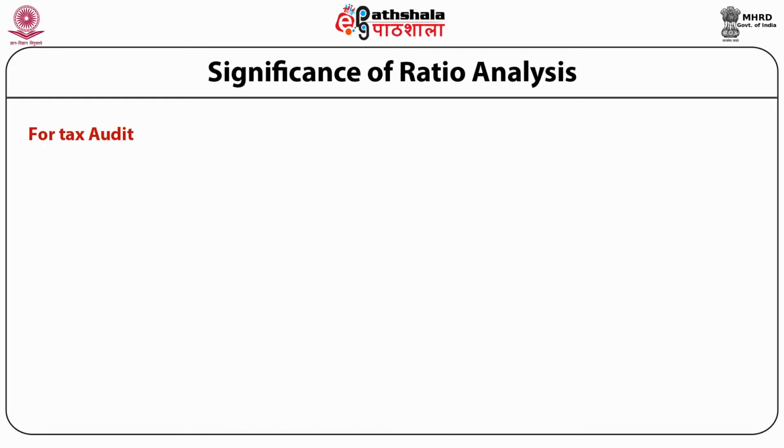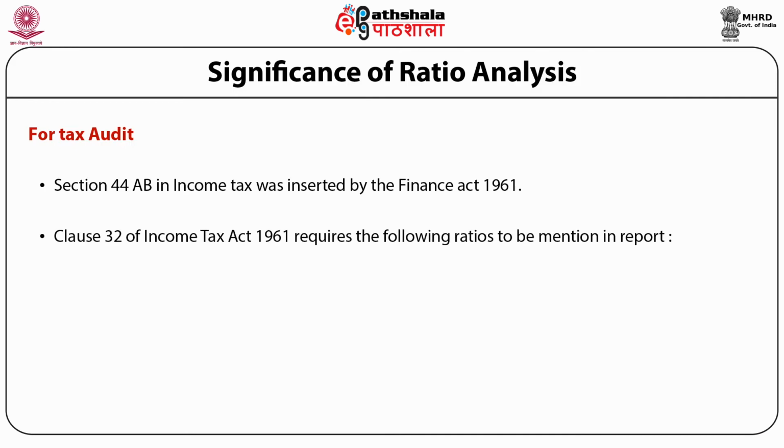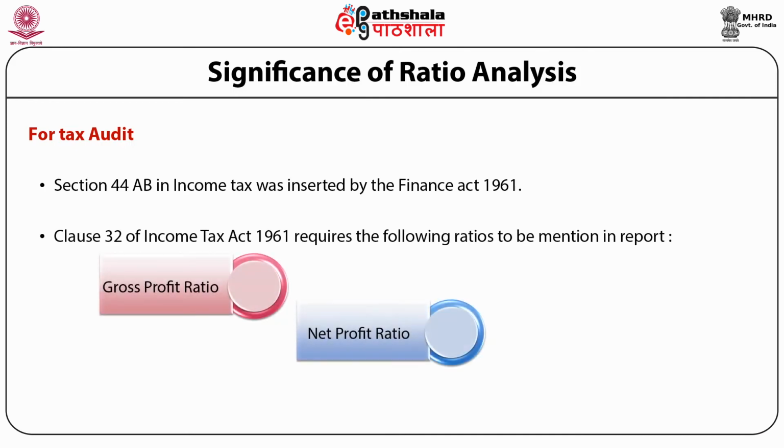For income tax authorities: under the Income Tax Act 1961, every assessee engaged in any business and having turnover or gross receipts exceeding rupees 40 lakhs requires that the following ratios should be given. First, gross profit. Second, net profit. Third, stock in trade. Next, material consumed.